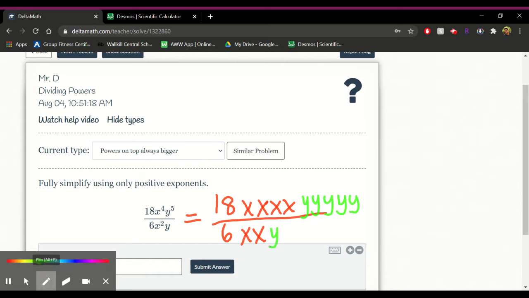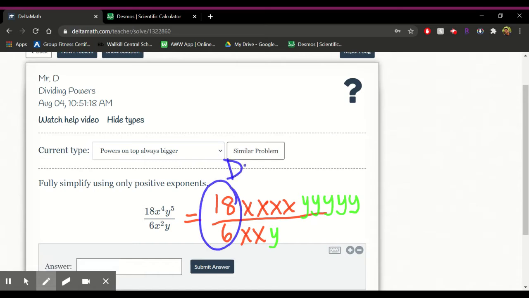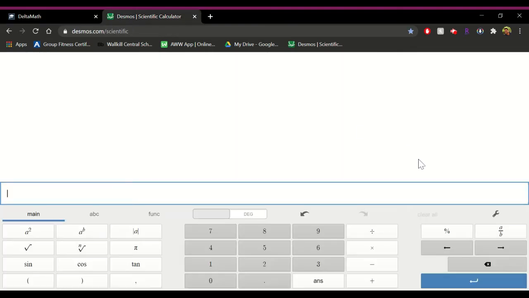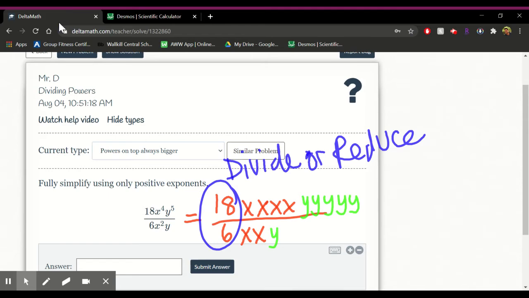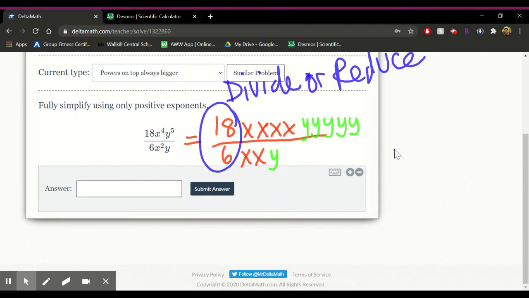All right. So the first thing we're going to do is divide or reduce. And again, if you want to use the Desmos calculator to help you out, 18 over 6, 18, boom, 6 equals 3, right? And you don't have to reduce that. You can just type in 3, all right? And that's going to go on top.